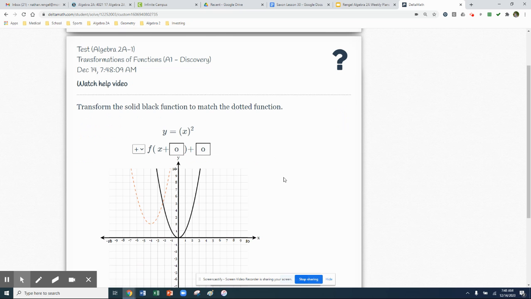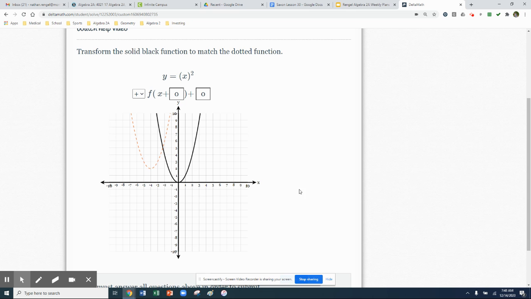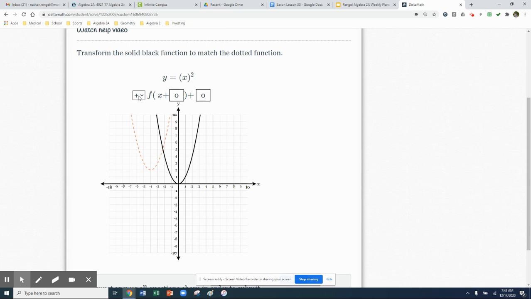So here's an example of a problem that we will see on Delta Math. We've got our parent function set up right here, and then we've got our equation, our vertex form up here. And then we are going to look at where is our vertex and then how can we start to add in numbers to get us to move to that vertex.